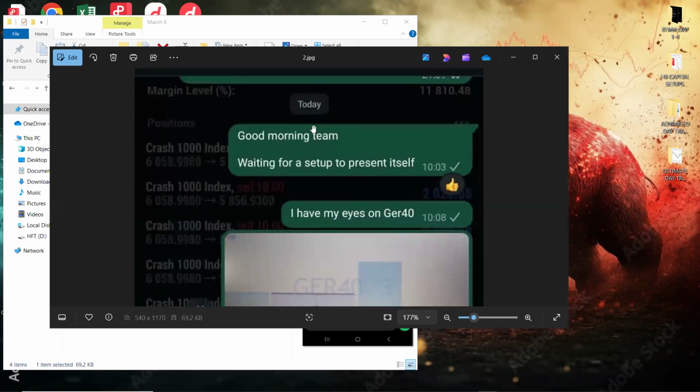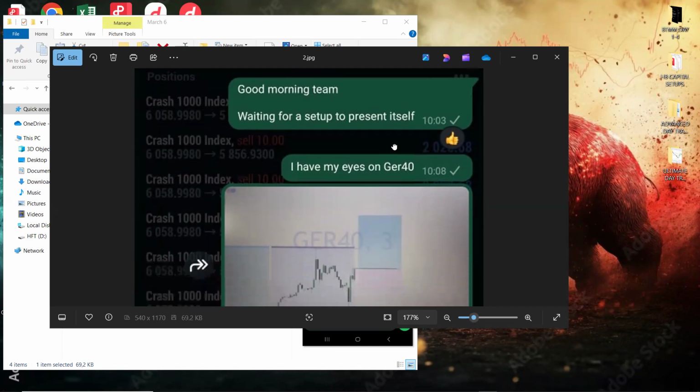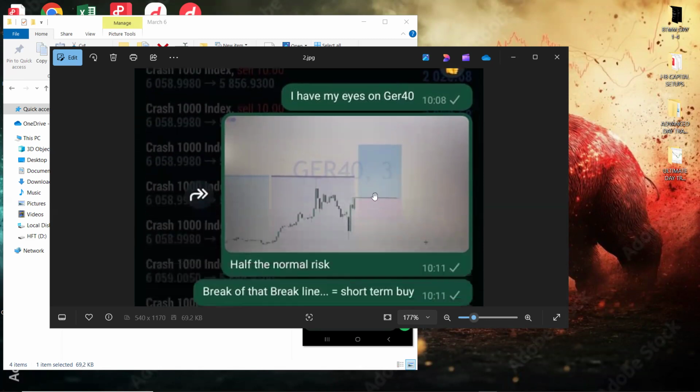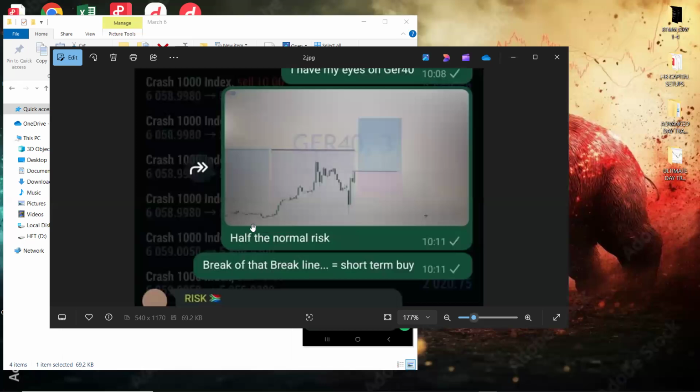Right, so if you see here, this was today. We were waiting for a setup to present itself. This was 10 a.m., the London Open. So as usual, I had my eyes on German 40. And you can see this is the setup I had. And I also specified we are using half the normal risk because it's pre-NFP day.